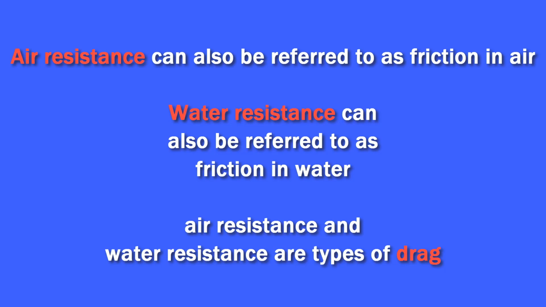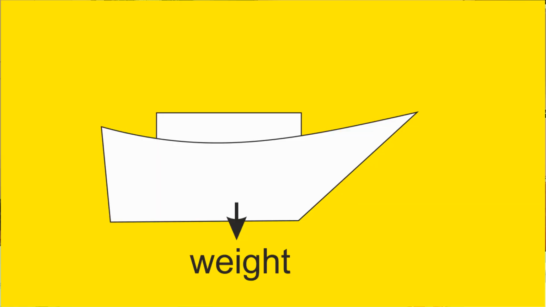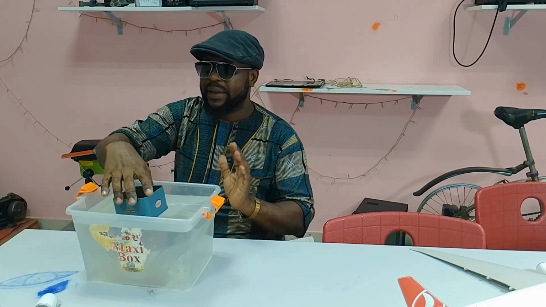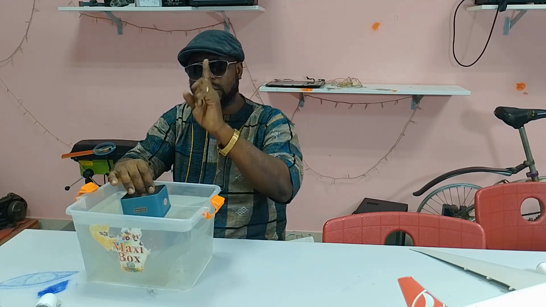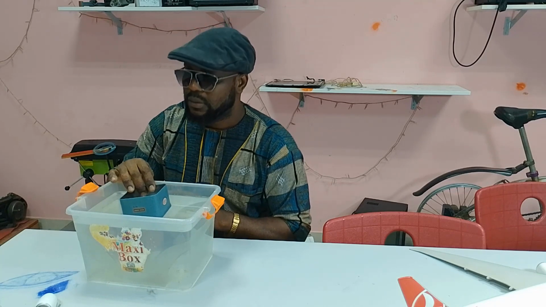Now let's see the forces on a boat. Are you ready? There is a boat. The first force pushing down will be what? Weight. Beautiful. Now, assuming this boat is not moving, it's just floating on the water. The water will exert a push force upwards. What is the name of that force? Upthrust.